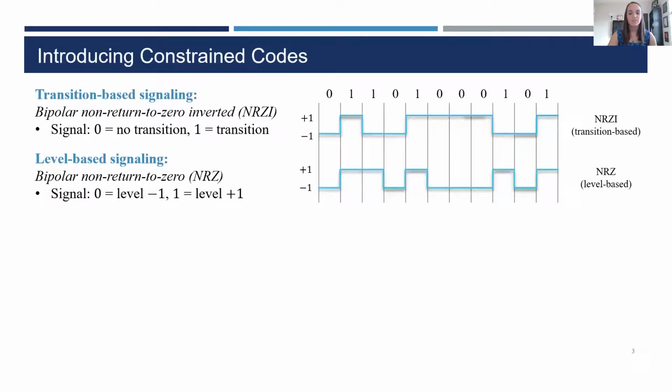RLL codes used transition-based signaling schemes such as NRZI. In such a scheme, a bit 0 would correspond to no transition in the signal. A bit 1 would correspond to a transition. This can be seen in the top signal of the figure shown on this slide. Our research focuses on codes using level-based signaling, such as NRZ signaling. In this case, a bit 0 would correspond to the signal being at -1, and a bit 1 would correspond to the signal being at the level +1. This can also be seen in the figure below the NRZI signaling.